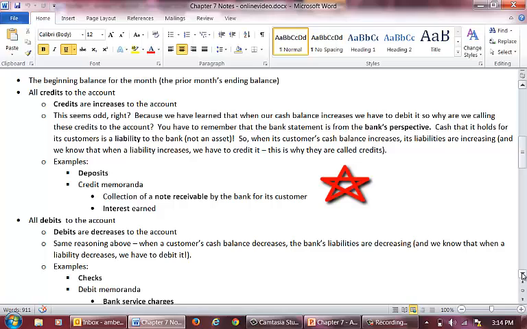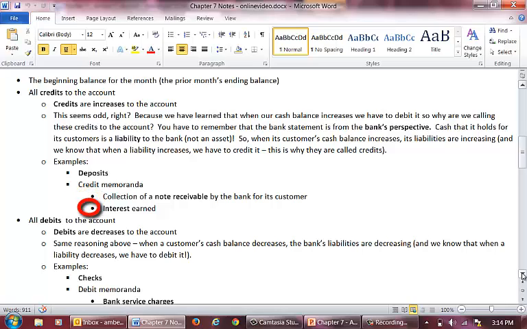Examples of credits are deposits and credit memoranda. There are two examples of credit memoranda. First, the bank may collect a note receivable for a customer. They will typically collect the principal and interest and deposit this amount less a fee into the customer's account.